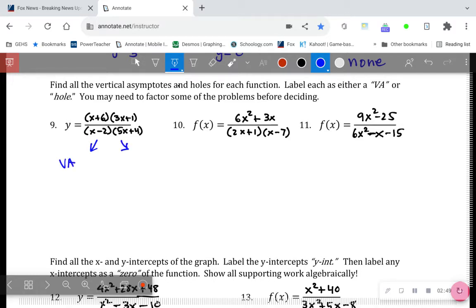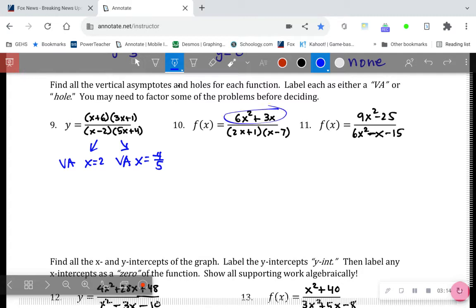We got a vertical asymptote at x equals 2. We have another vertical asymptote at x equals negative 4/5. Now, I marked a number of you half off because you left that part off. So you have to give me a vertical line, and that's why the x equals is important.